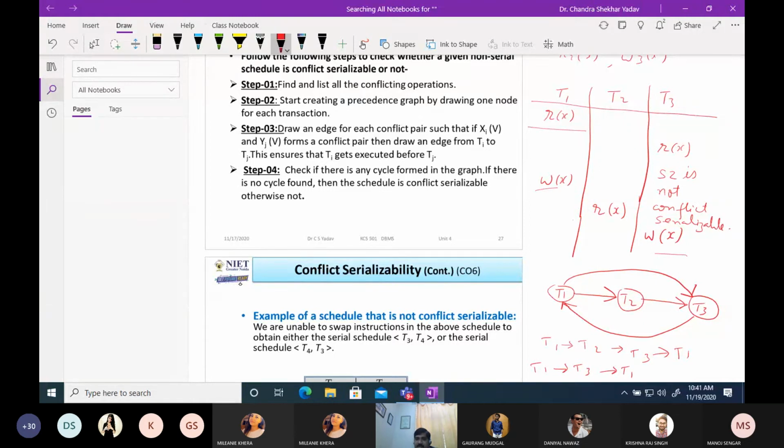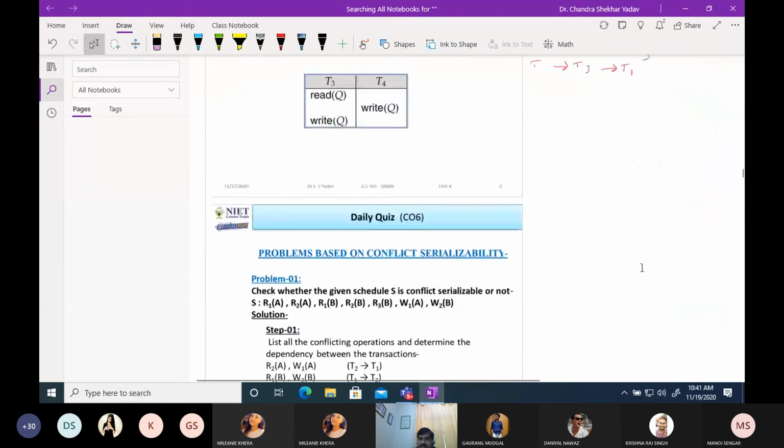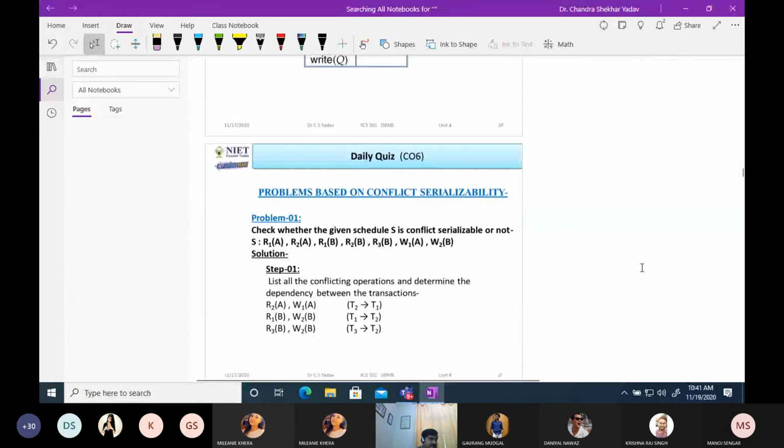Okay. Now solve this question and let me know whether this schedule is conflict serializable or not. This is schedule number 3. Here, then R2 of Z. After that we will execute R1Z.